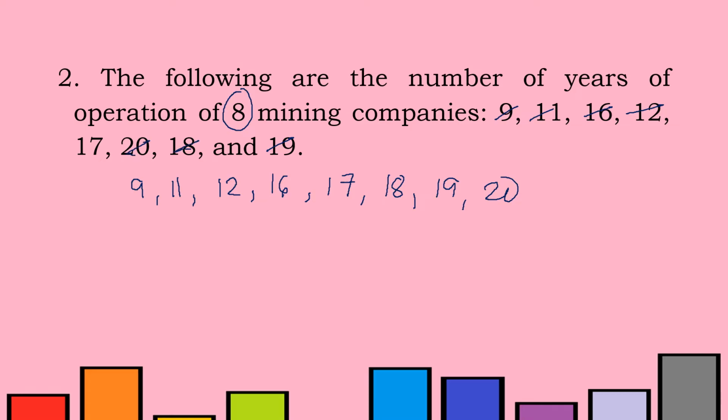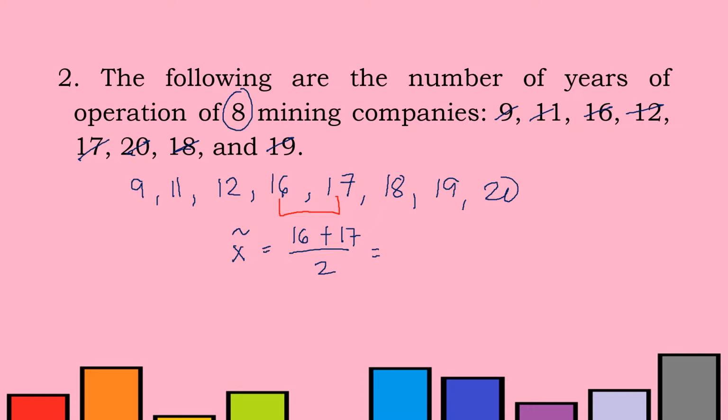Okay, then let's try to find the two middle terms. So I think these are the two middle terms, right? So to get the median, let's get the average of the two middle terms. So x curve is equal to 16 plus 17 divided by 2.